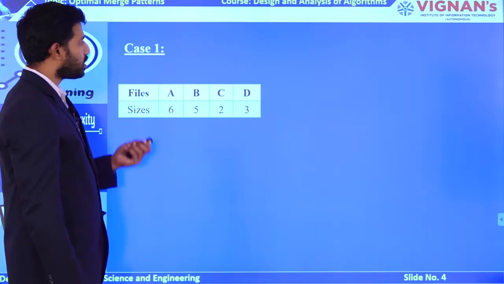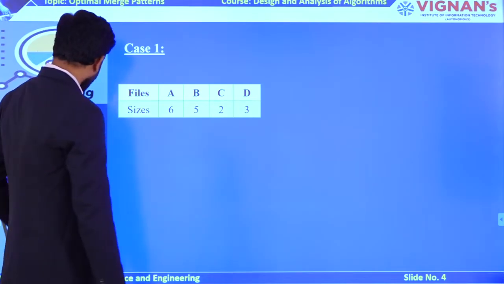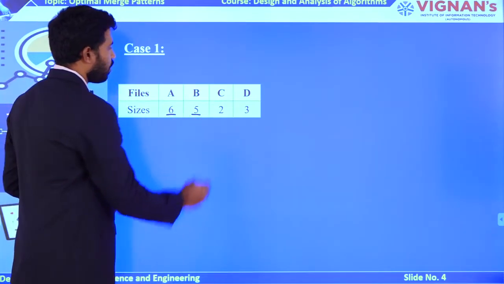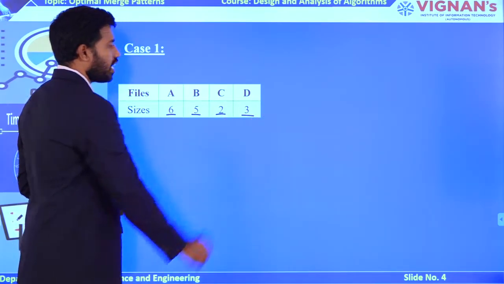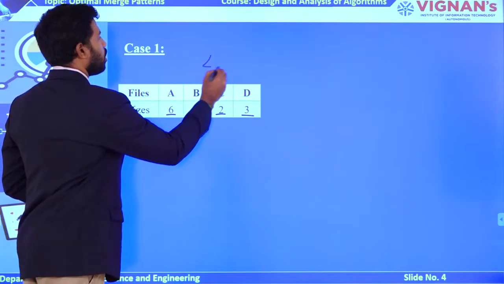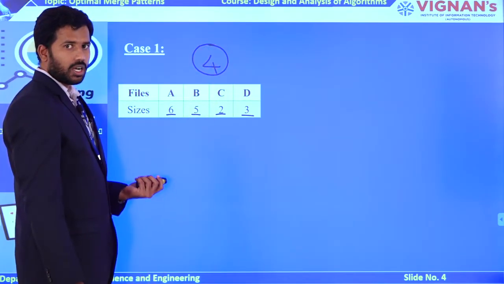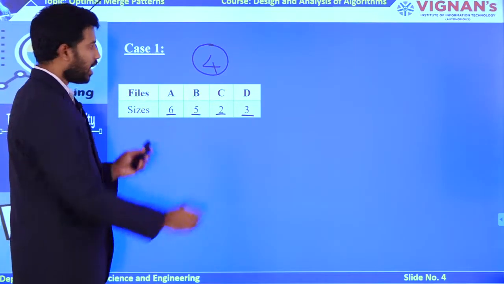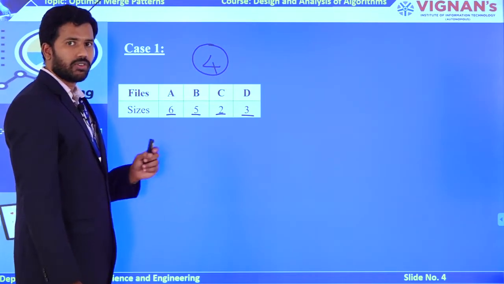Here, how many files are there? 4 files, named A, B, C, D. What is the size of A? 6. What is the size of B? 5. What is the size of C? 2. What is the size of D? 3. So there are 4 files, each with its respective size. Now I need to apply these optimal merge patterns to merge all these 4 files into a single file. That single file will be called the merged file.